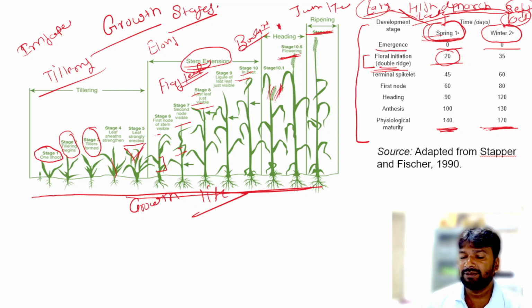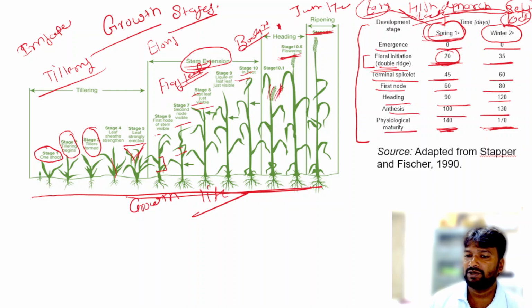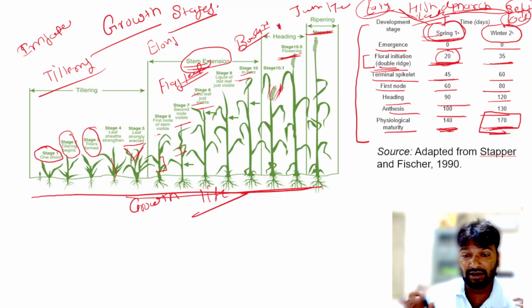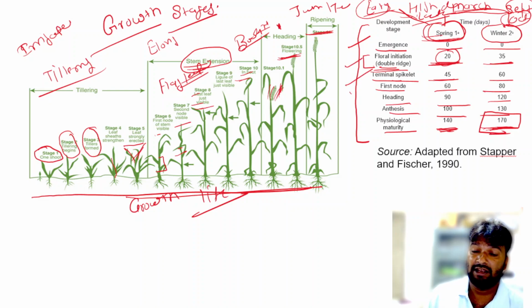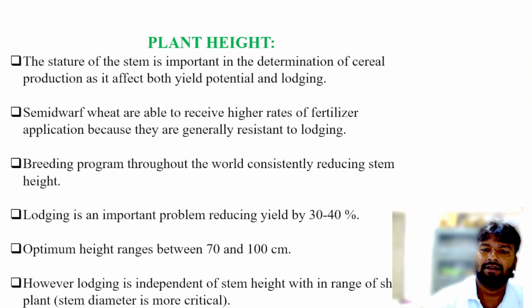Flower initiation in spring wheat takes place at 20 days, winter wheat 35 days, then the terminal spikelet stage comes at 45 days, 60 days. First node appears at 60, 80, heading 90, 120, anthesis 100, 130, physiological maturity at 170 days. So friend, this is about the different growth stages of the wheat crop, and the major stages are emergence, flower initiation, terminal spikelet, emergence of first node, heading, anthesis and physiological maturity. Now come to some important traits. First one is the plant height.